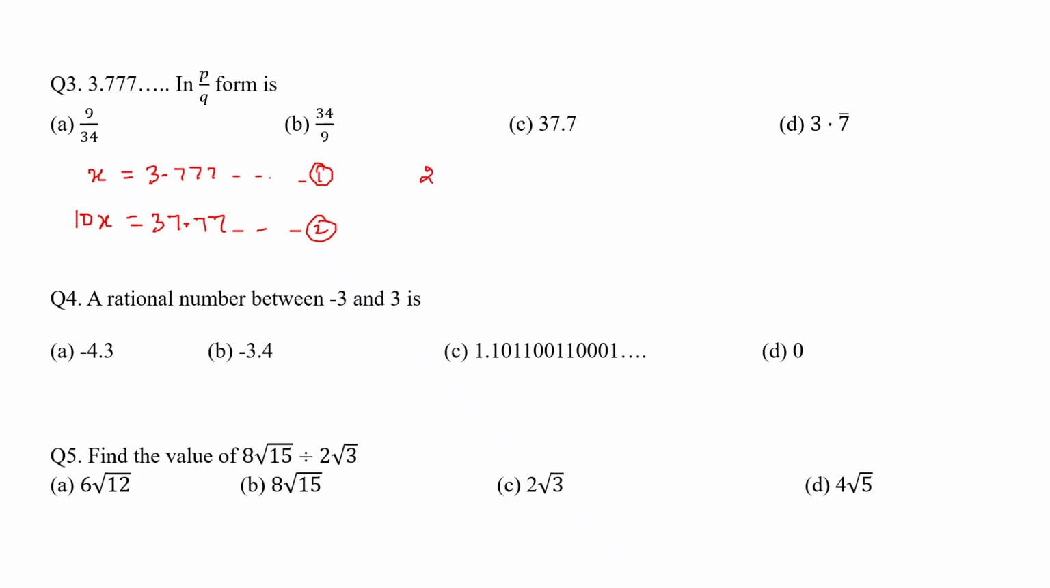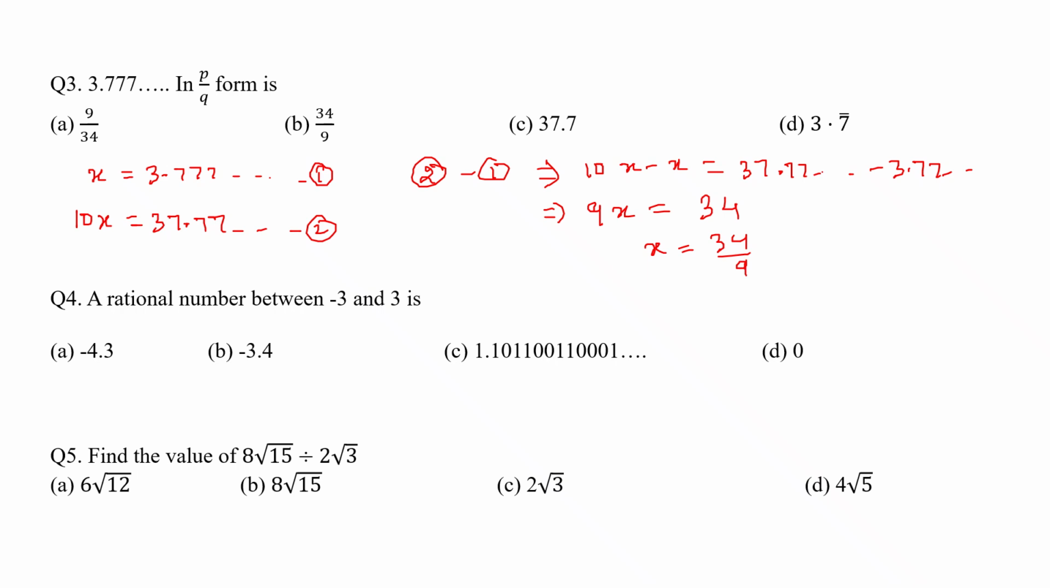Now subtract it. So if you do 2 minus 1, you will get 10x minus x equal to 37.77 dot dot minus 3.77 dot dot. So 10x minus x is 9x. 9x will be equal to 34. So x is 34 by 9. So B is the correct option.